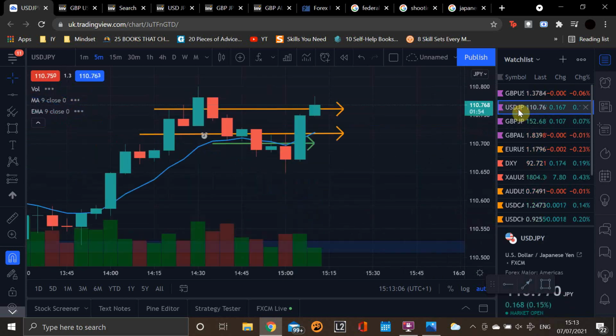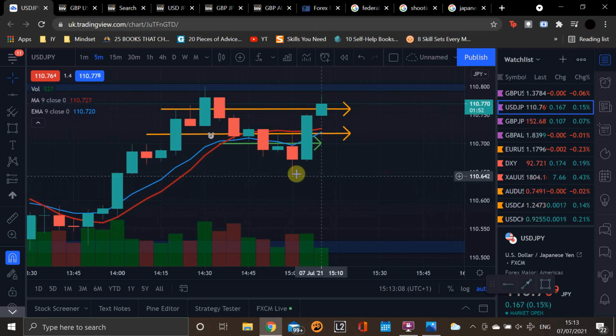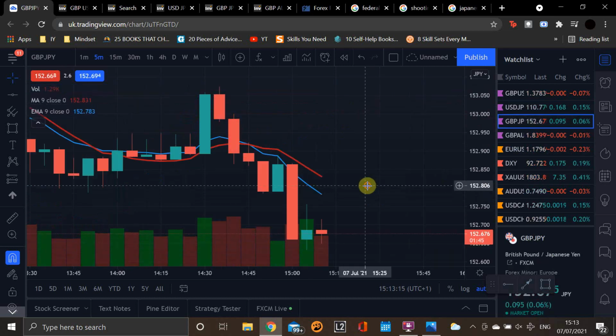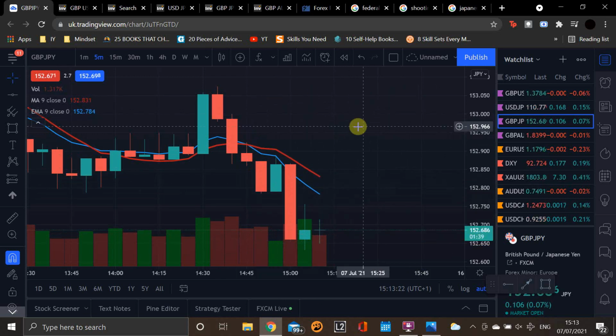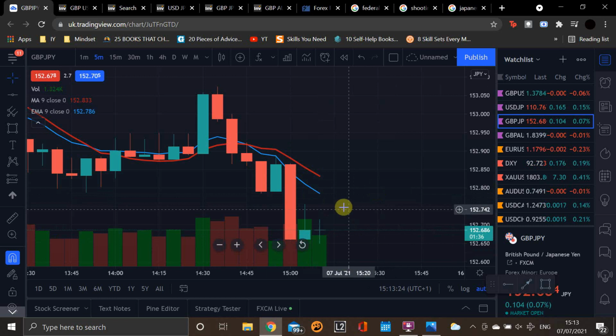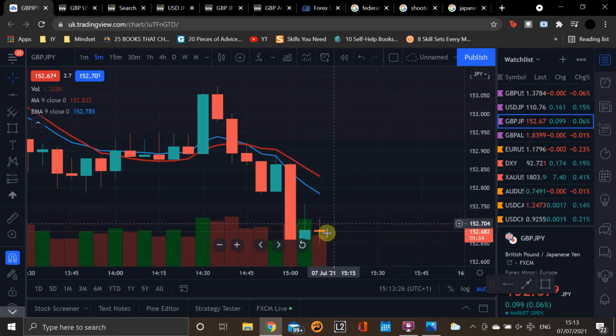USD JPY. I don't want to trade against JPY at the moment because JPY was quite strong. It all depends. If you look at JPY, so you can see here, I think JPY has lost its momentum. It's definitely lost its momentum. It's not as strong as it was. GBP is slowly climbing up a little bit.